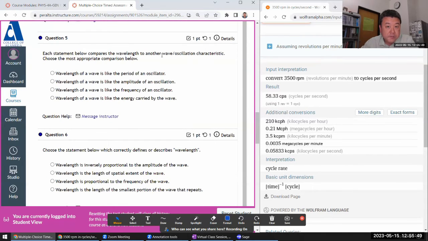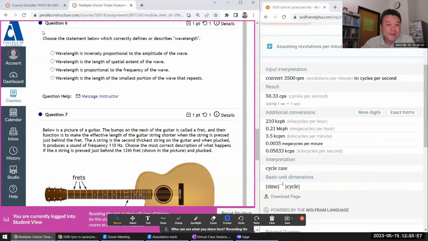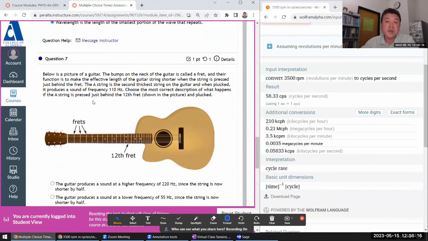Each system below compares wavelength to another. Oh, I had this question before. I've already explained it. It's like the period of an oscillator. Defines it, describes wavelength. Nope. Nope. This is one of those technical sounding choices that's totally incorrect. No. Yeah, smallest portion of wave that repeats. That's how wavelength is defined, in fact, even for things that are not sinusoidal.